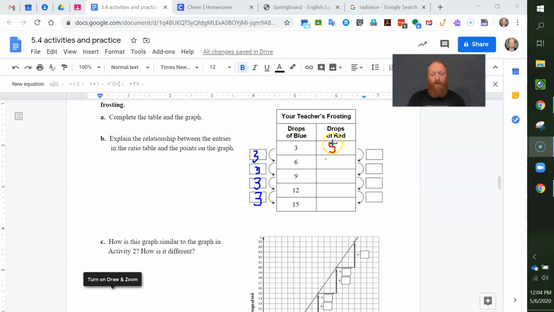So for every 3 drops of blue, 5 drops of red, that means if we have 6 drops of blue, that means we have 10 drops of red. 9 would be 15. 12 would be 15 plus 3 is 18. And 18 plus 3 is 21.